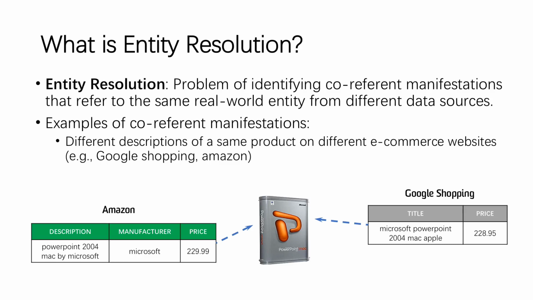As you can see, there is a huge variety in the way we describe them at the schema level. On the left-hand side, you can see the description, manufacturer, and the price. And on the right-hand side, from Google, you only have a title and the price. So not only do we need to deal with the so-called schema difference, we also need to deal with the difference in the textual description, and the numerical values do not really match in terms of the price.